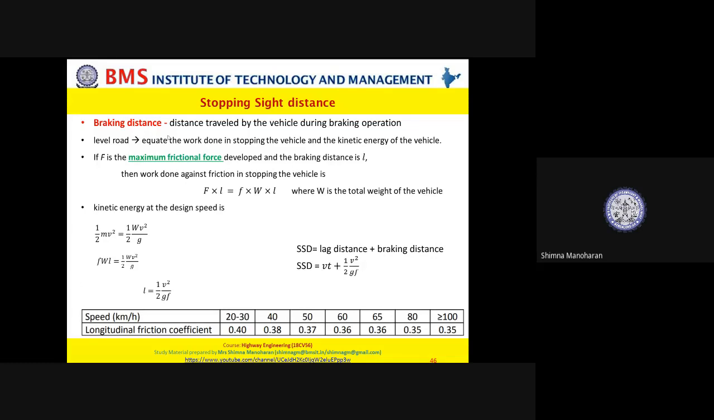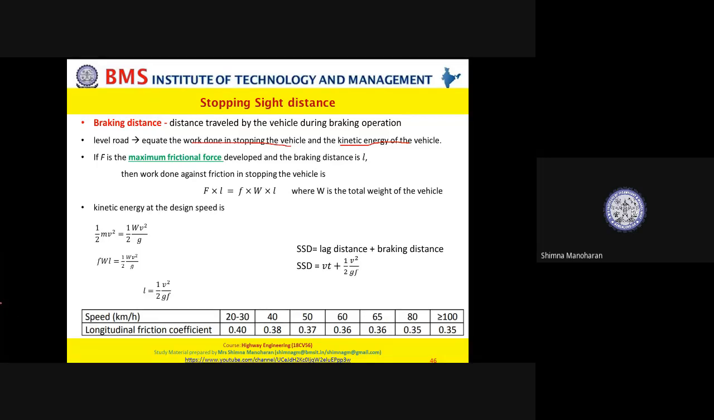So now the stopping sight distance. Next is the braking distance. What is braking distance? It is the distance traveled by the vehicle once the driver has applied the brake. Okay. So for a level road, the work done in stopping the vehicle and the kinetic energy of the vehicle are equated. When you have inclination or gradient, that is a different scenario.